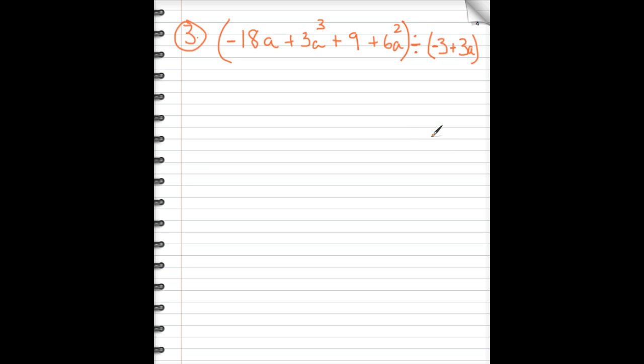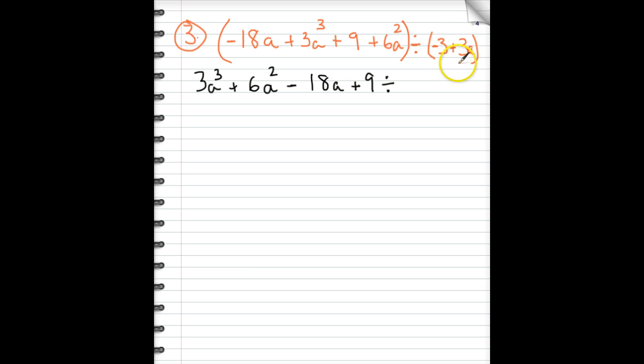The next example was chosen because sometimes you're given a problem which is out of order, such as this guy. The highest power here is to the 3rd. It's not the first term. This is all messed up. So what I'd like to do is rewrite it. So you start with the highest power. So that's 3a to the 3rd. Next we have a positive 6a squared. Okay, after that we have a negative 18a. And then our constant is positive 9. This is all being divided by negative 3 plus 3a.